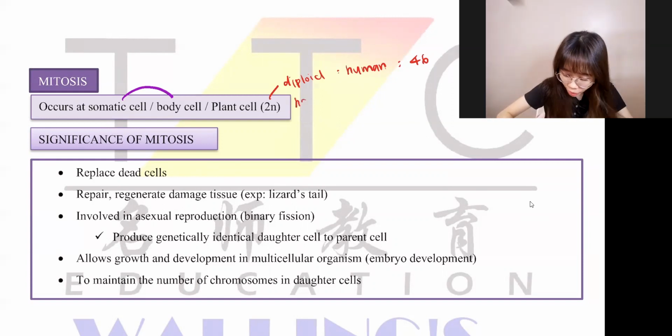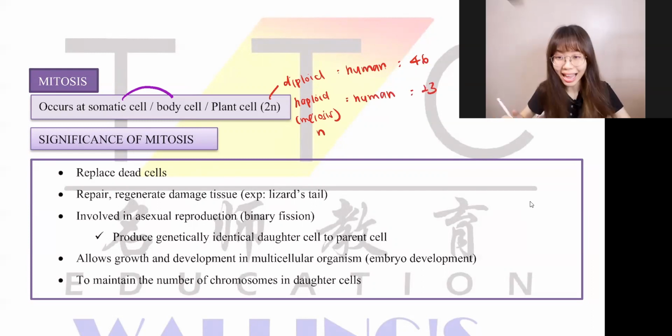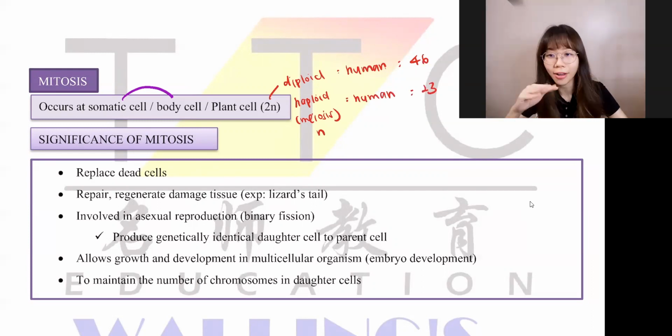For the haploid number, haploid can only happen in meiosis. You will learn this in meiosis. For humans, it will be 23. Haploid is n, diploid is 2n. This is a fixed number for humans, which is 46 and 23.